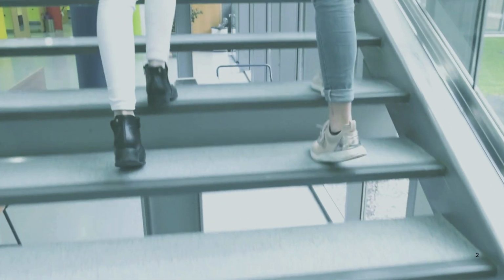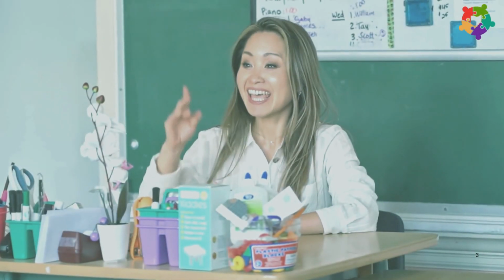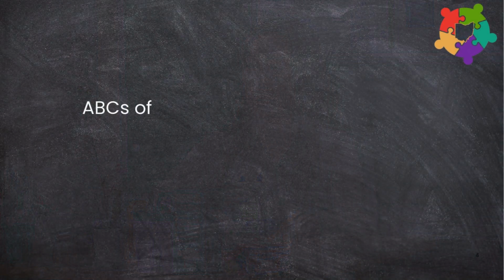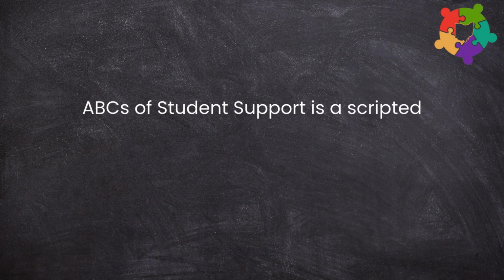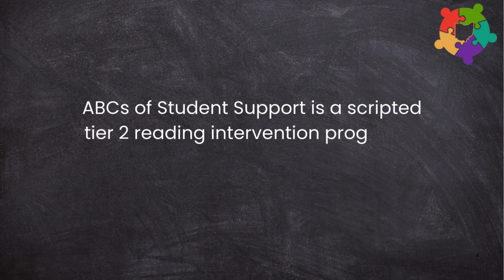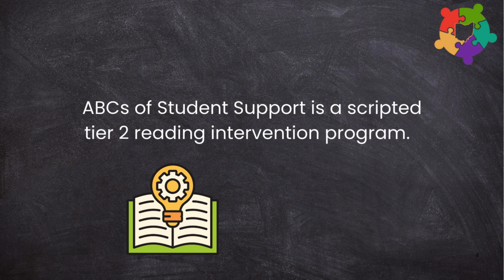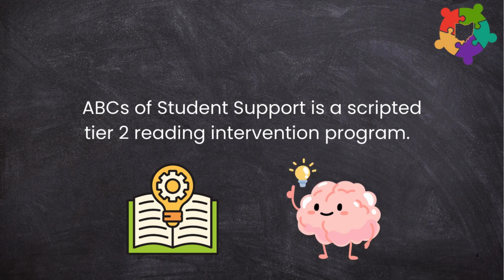In the first two videos, you learned what the ABCs of Student Support Program is and how the curriculum is structured. To recap, the ABCs of Student Support is a scripted Tier 2 reading program. It is designed to provide extra help to students who struggle with reading comprehension. The ABCs program is unique because it integrates cognitive behavioral instruction, CBI, into the intervention.